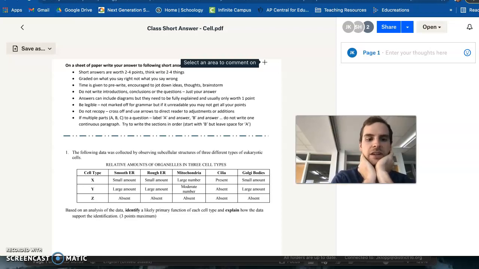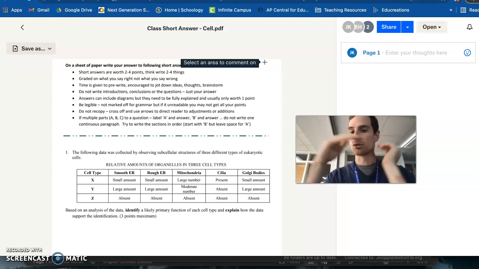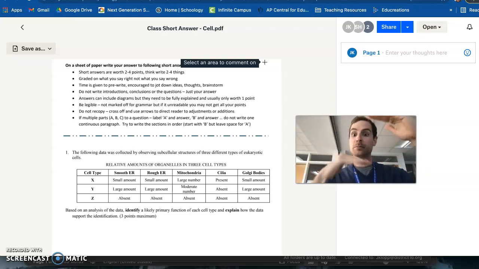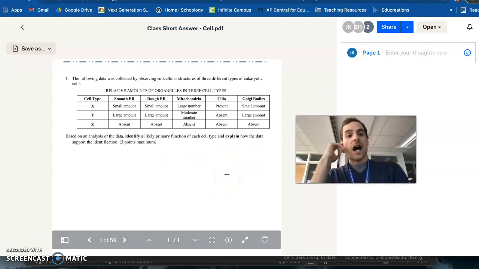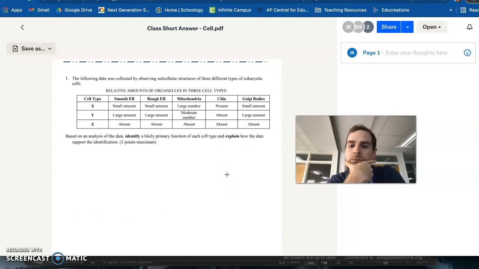If there are multiple parts, make sure you answer and label, this is part A, this is part B, and this is part C. Don't write one contiguous paragraph. Be specific. Let me know exactly what part that is. I know we didn't talk a lot about cells, so this question will require more critical thinking. What do you know about each of these cell types, these organelle types?